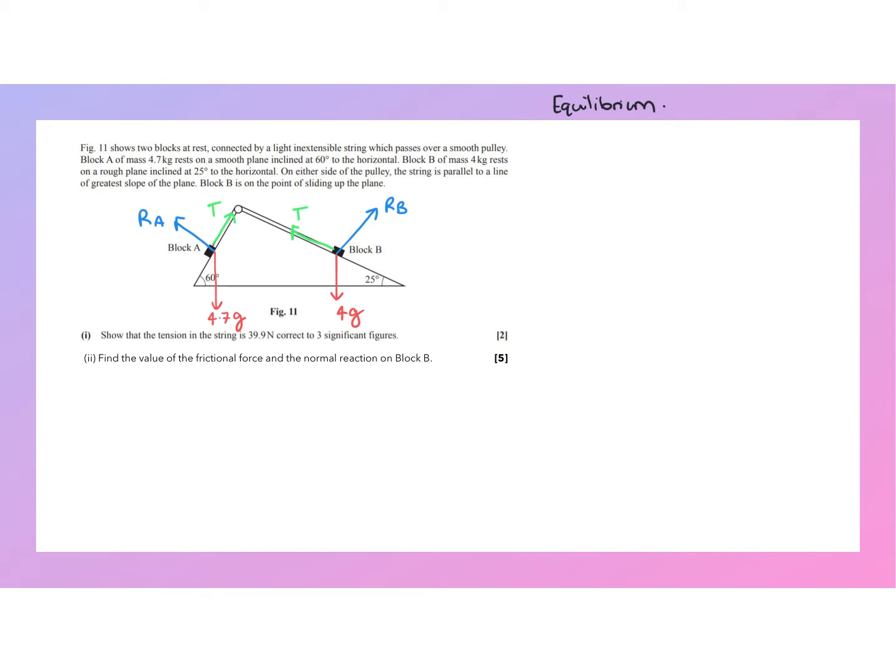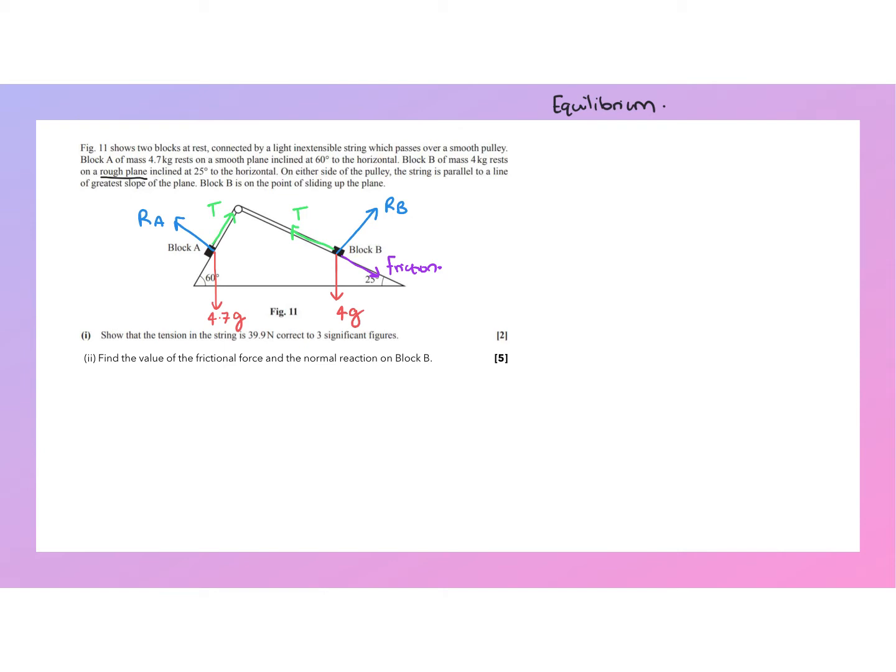Now, if B is on the point of sliding up the plane, we know that B is on a rough plane, which means there must be a frictional force which opposes the motion of B, or the intended motion of B. So if B is about to slide up the plane, because essentially the weight of A is trying to pull it up the slope, there is a frictional force acting on B down the slope like that. So we always need to make sure we start off with a really clear diagram.